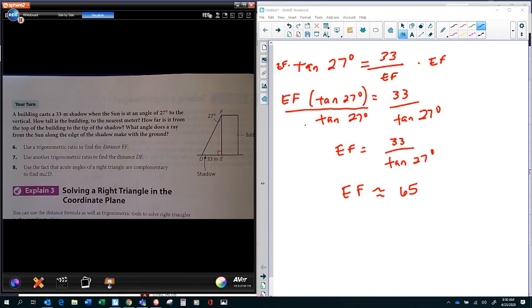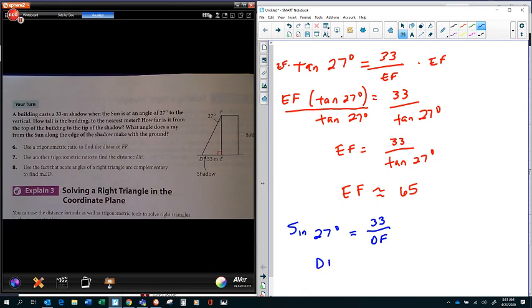Then number 7 says use another trigonometric ratio to find the distance DF. That's actually going to be the hypotenuse. So if we have angle 27 and we know its opposite, which is 33, and we need to find the hypotenuse, which is DF, that's going to be opposite over hypotenuse, using the sine function. And if you notice, it's set up the same way with DF in the denominator. So DF's going to be over here.